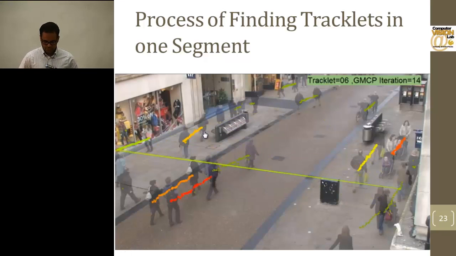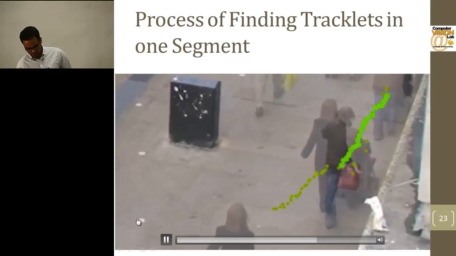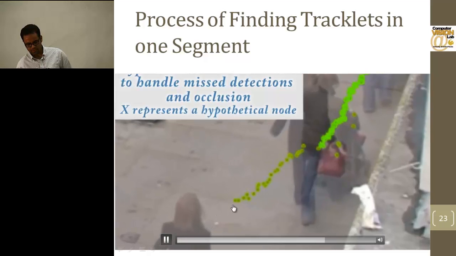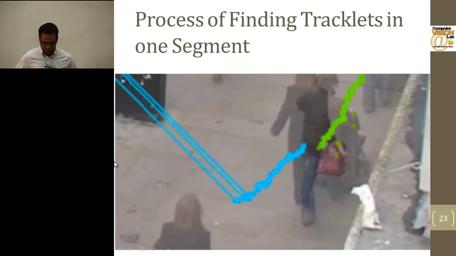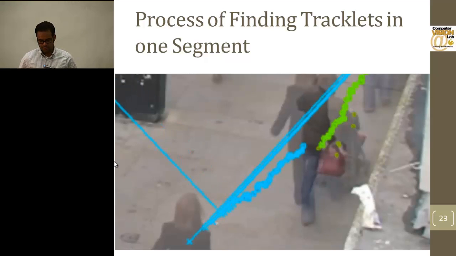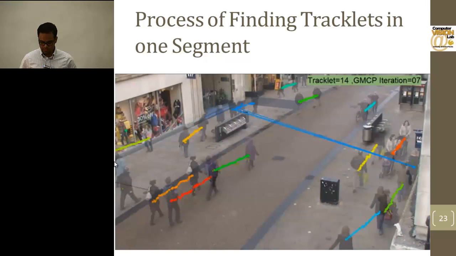We keep doing it until we track all the people in that particular segment. You can see occlusion handling in a second also. Here you can see that the lady has been entering the view, so we don't have detections for her for this part, but you can see the blue crosses are being added, which means we are putting the hypothetical detections for that part of the trajectory for the lady. So we keep doing this until we track all the people in the segment.